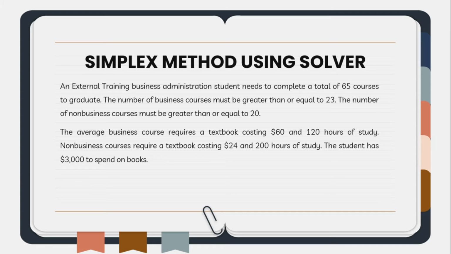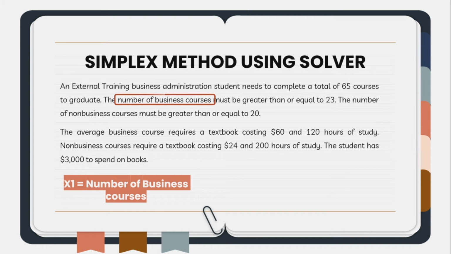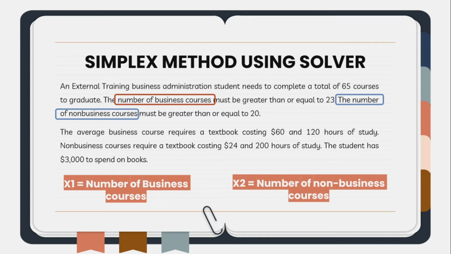Simplex method using Solver. Let's take an example and understand how we can solve the Simplex method using Solver in Excel. This is one of the exercises that we solved in class. The first step in linear programming is to develop a mathematical representation of the problem, where x1 equals the number of business courses, and x2 equals the number of non-business courses. Now, the mathematical model of the objective function is minimizing C equals 120x1 plus 200x2.